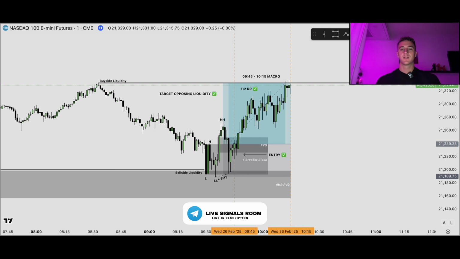Whereas if you just enter straight off a breaker block, okay, cool, you've learned the entry model, you've watched my video, right? And you know how to use this strategy. It's not going to work as well if you don't pair it with all of these confidences, okay? Because you can have every single entry model in the world, but if you don't pair them together, it's not going to be as high probability as it would if all of those confidences are in one.